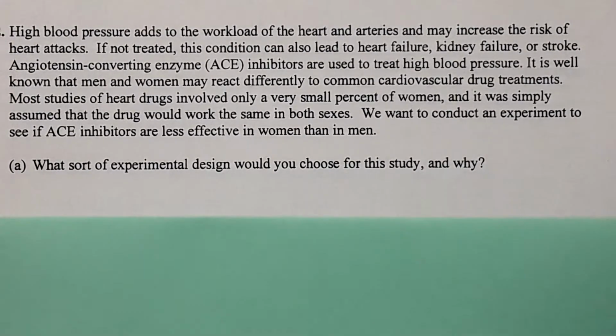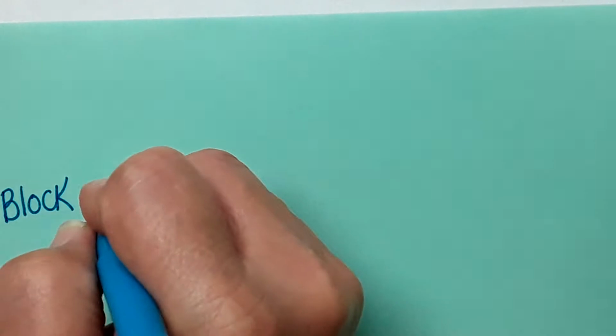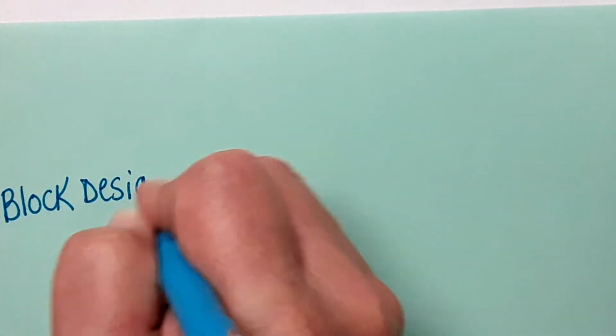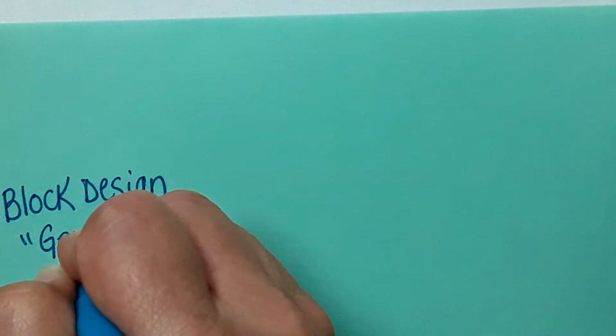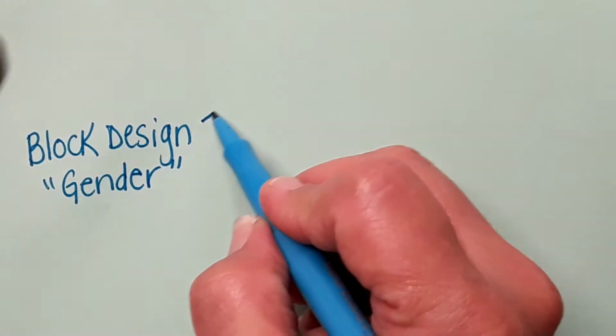Okay, so we decided this was going to be a block design, right? So we're going to write block design, and it's going to be gender, because we have to tell them what we are blocking by. Now in part A, you should have said we're going to use a block design because the medication affects men and women differently, so we're going to block it by gender. Even though you said that in A, when you outline, you need to write it again, okay? So we're blocking by gender.